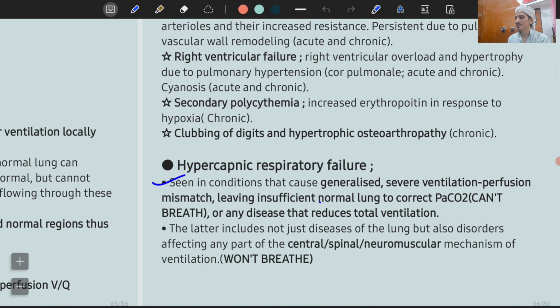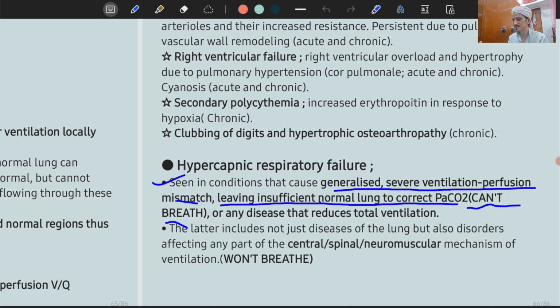So this is seen in conditions that cause generalized severe VQ, ventilation perfusion mismatch, leaving insufficient normal lung to correct carbon dioxide. That is called can't breathe. Can't breathe means I have the capacity to breathe, but I am not able to breathe because the maximum amount of the lungs is abnormal and only a minimal amount is normal. So I can't breathe. That's what we mean. Can't breathe is just a term to remember the causes. That means the maximum amount of the lung is abnormal and the minimum amount is normal.